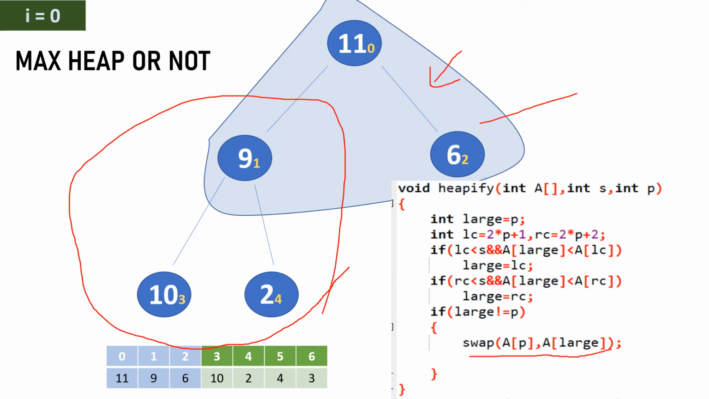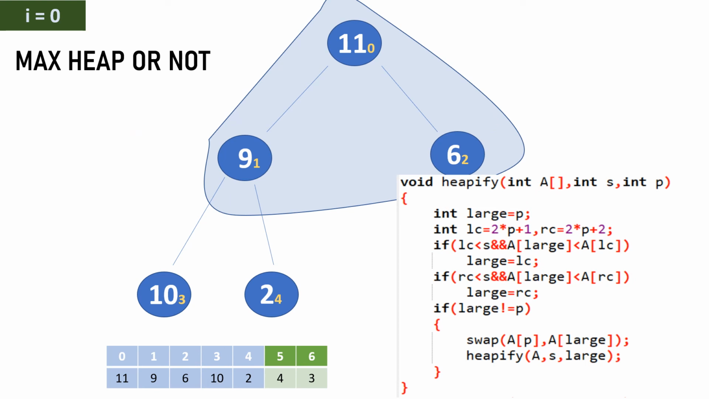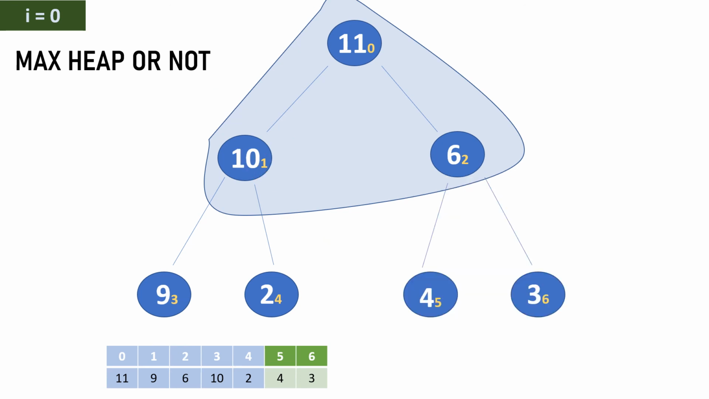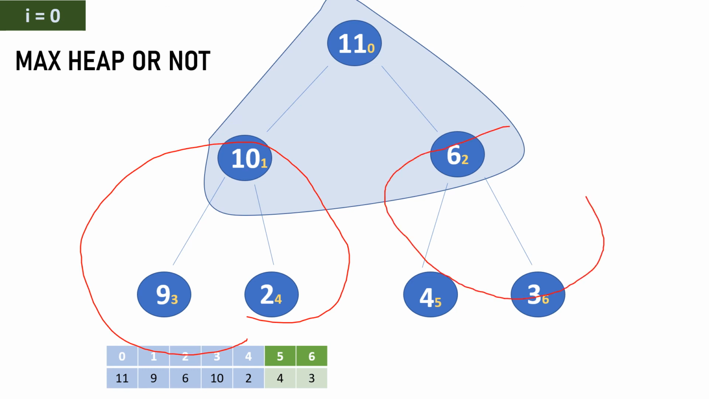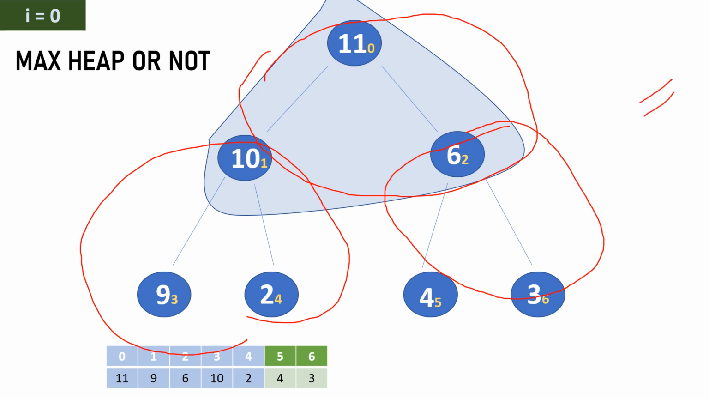When we make a tree a max heap, then we should also make the tree below it a max heap. So just simply add this statement: heapify(A, S, large). A is the array in which the heap is stored, S is the size, and large will be this. In this case large will be 1. So now this tree will be heapified correctly again. We will get 10, 9, 2, which is our correct heap tree, then 6, 4, 3, and then 10, 11, 6. So this whole is heapified and our program is perfectly executed.